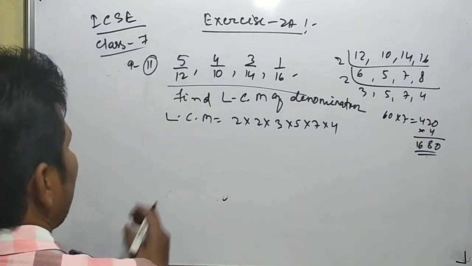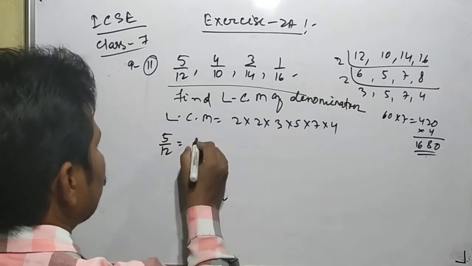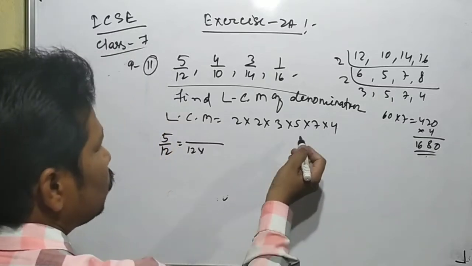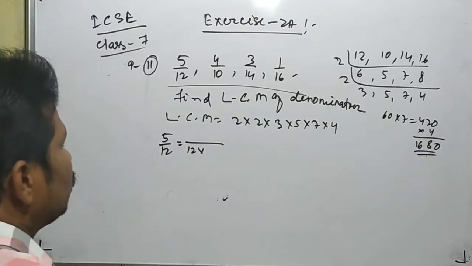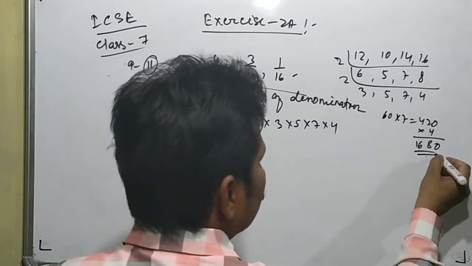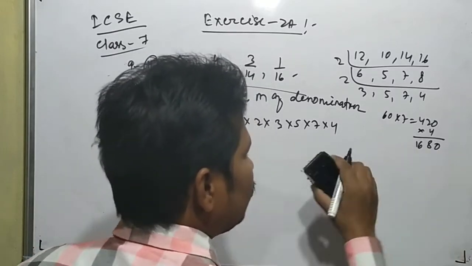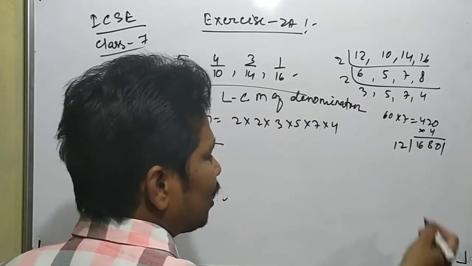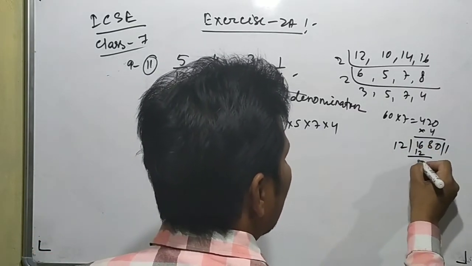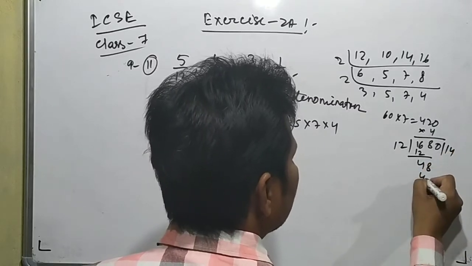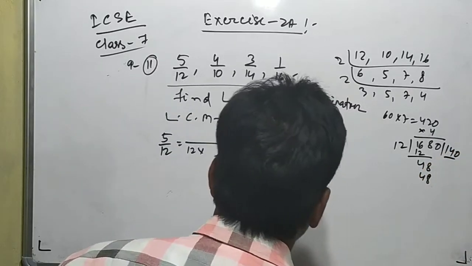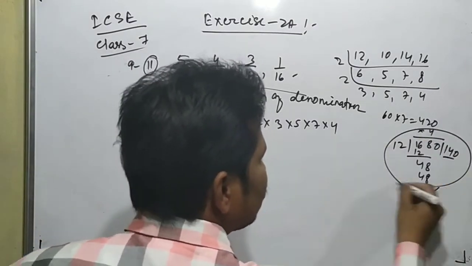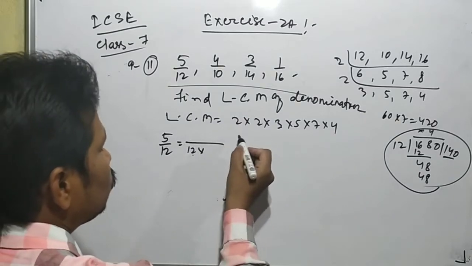So now 5 by 12 equals 12 into how much will you multiply? 12 into 5, 7, 30. Look here, it is so difficult. If you do it the right way, you have to divide 1680 by 12. 12 into 1 is 12, again 4, 8, 12 into 4 is 48, then 0, so we get 140. You can also find it out without doing this division.